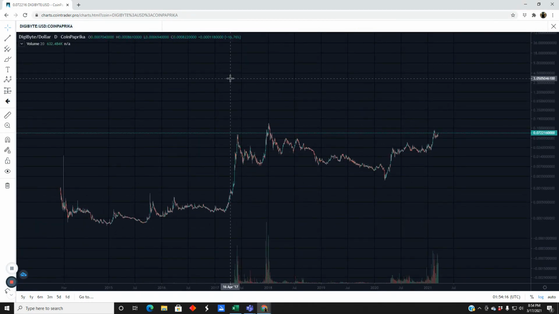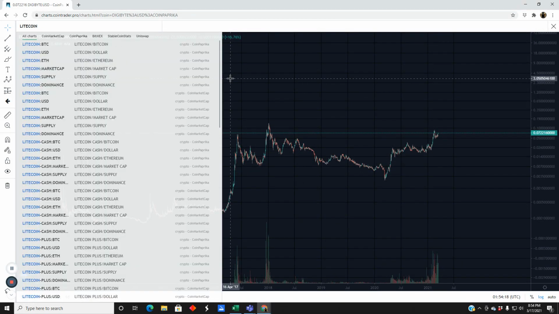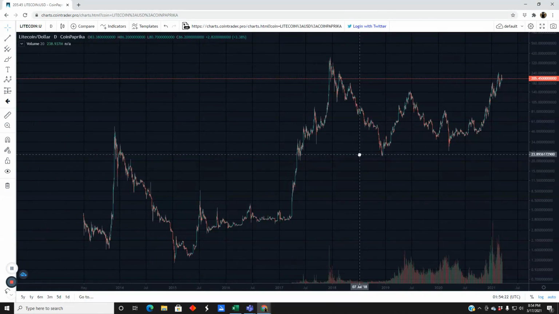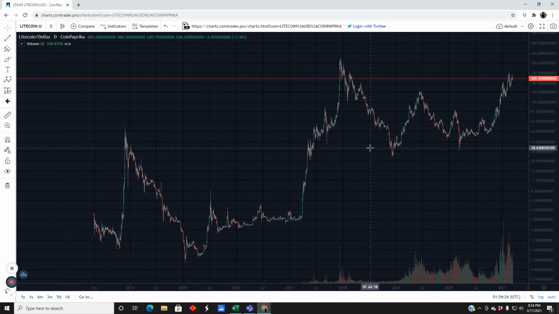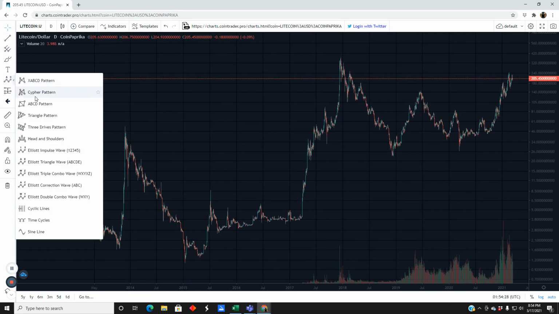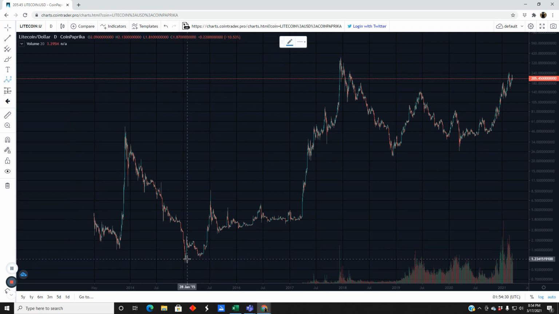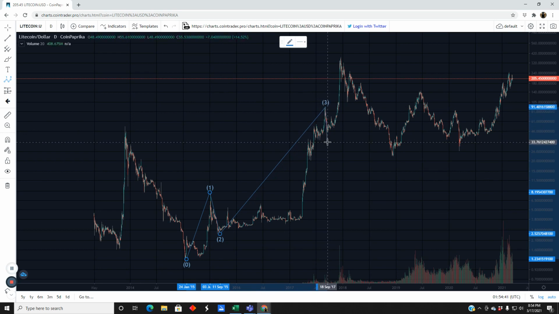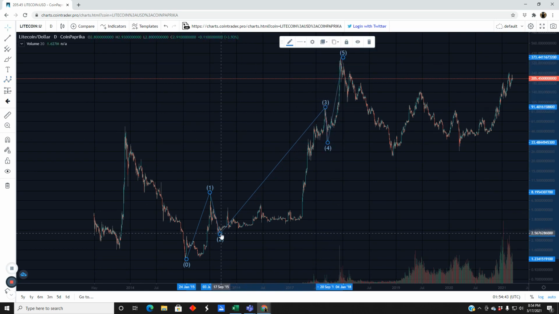For Litecoin, same thing here. So you've got wave 1, wave 2, wave 3, wave 4, and wave 5.